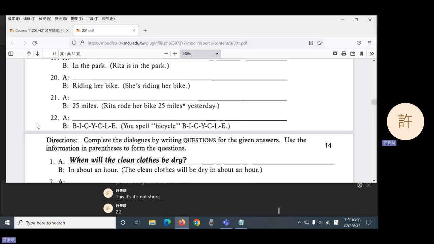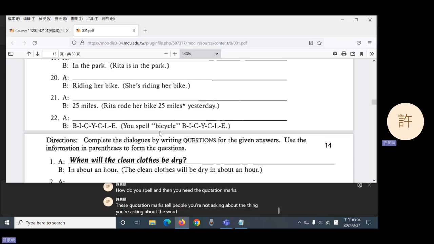22. This is a very useful question. How do you spell bicycle? As you can see, it's asking how to spell this word. How do you spell? And then you need the quotation marks. These quotation marks tell people you're not asking about the thing, you're asking about the word. So this is the way to spell bicycle. The way, so you're asking how. How do you spell bicycle?